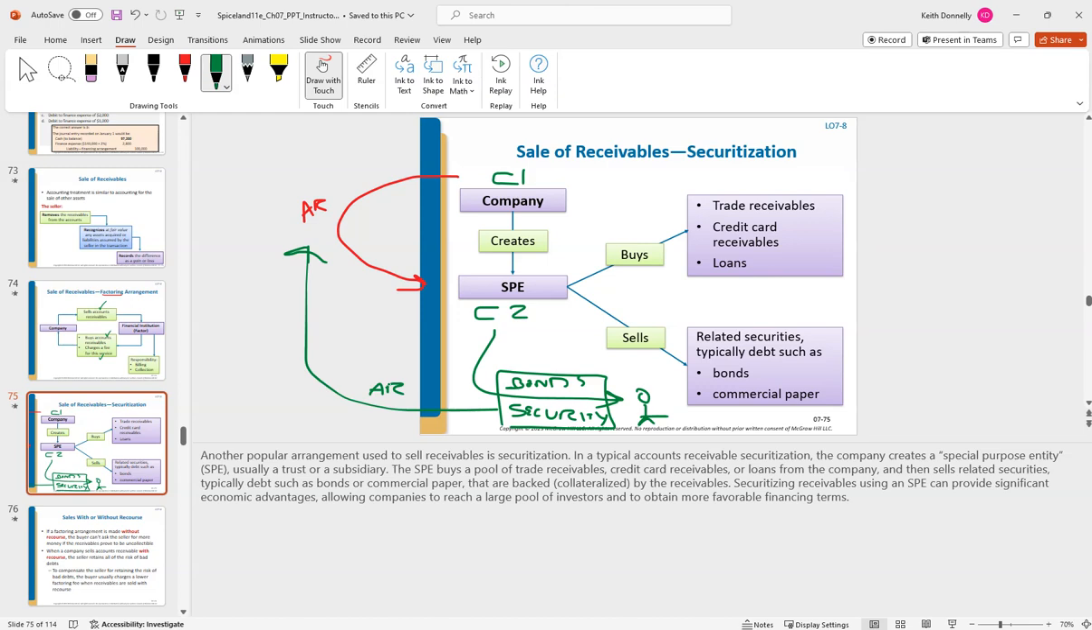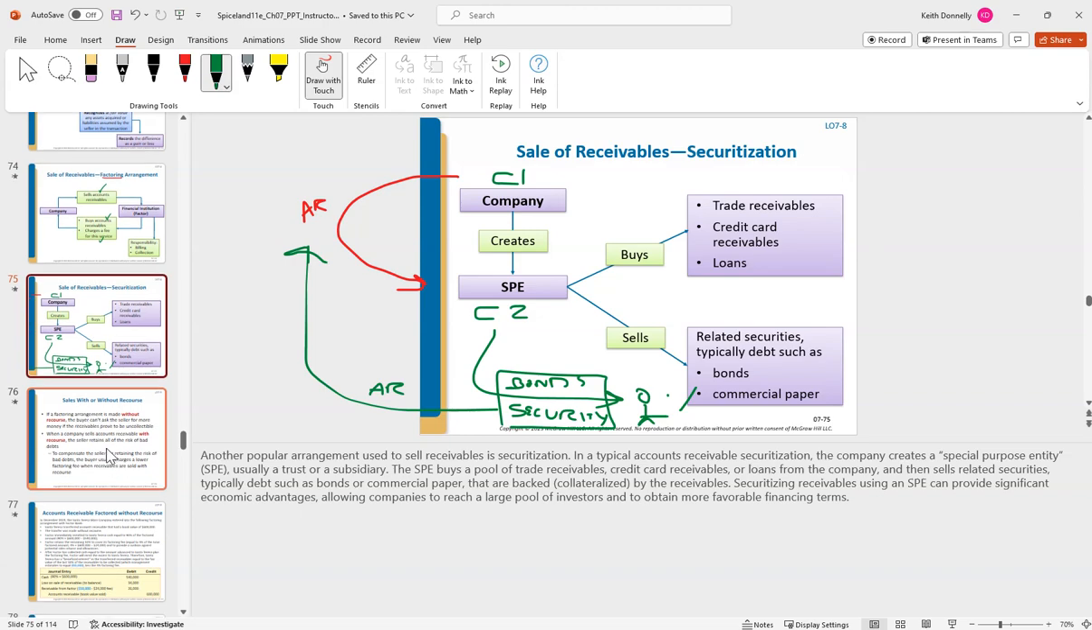It's kind of like mortgage backed securities. You buy a bond, they default, you can take the house or something. Here, you're this guy. You buy the security, the company defaults, you can get those accounts receivable. Technically, this is a sale because we're selling it in between, okay?